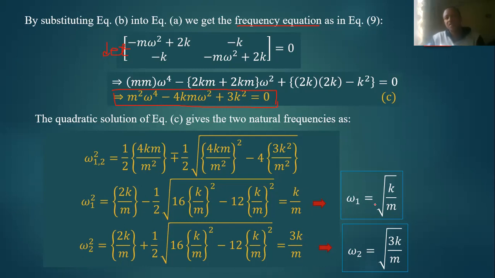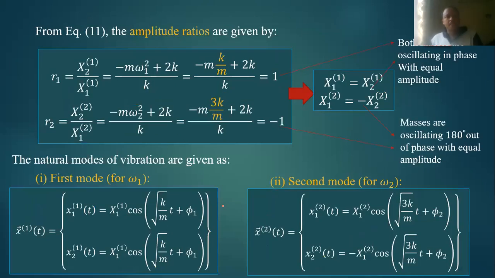That implies omega 1 is equal to the radical of k over m. This is the smallest natural frequency at which the system can vibrate. And the second natural frequency is the radical of 3k over m. So these are the solutions. So now representing the amplitude ratio, what can we get? For the first natural frequency, this one implies both masses are oscillating in phase with equal amplitude.